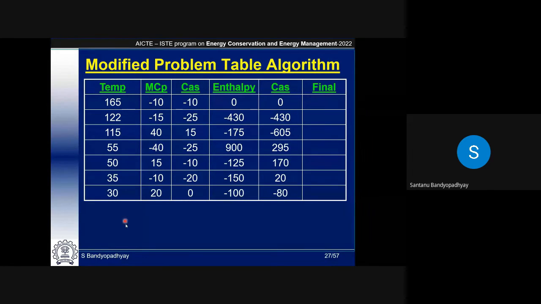Now what we had done, we had written down the temperature, we had written down the MCP of the stream coming in or going out, and we find out what is the net MCP coming into there. So these numbers are the heat requirement or heat available in a temperature interval. Actually, this number should have been written somewhere in between 165 and 122. It doesn't matter. So it essentially says between 165 to 122 in this temperature interval, it requires heat of 430. So minus means requirement, plus means availability.